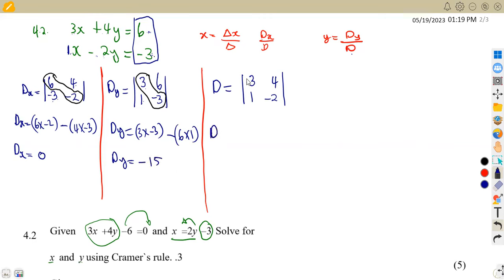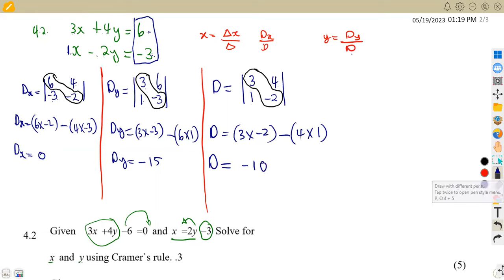The same thing, for the determinant with respect to constants, we close this part, the major diagonal, that is 3 versus negative 2. So this is going to be 3 times negative 2 minus 4 versus 1. So this is going to be 4 times 1. So here we are going to have the determinant with respect to constants, which is a negative 10. All right. So from this information, we can be able to determine our x and y.